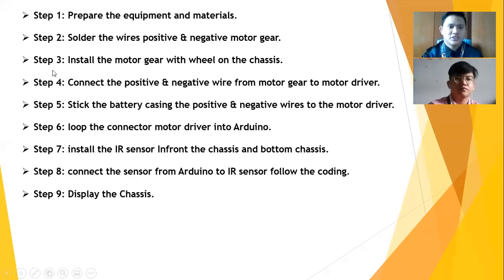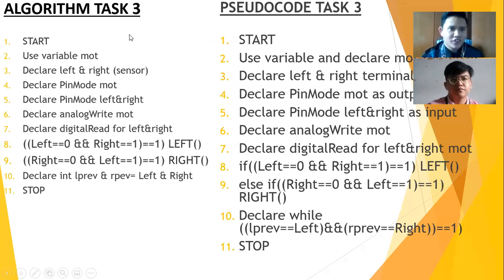Oh wait, I skipped the, okay, sorry. And step 9 is display the chassis. Okay, this is our algorithm for task 3.